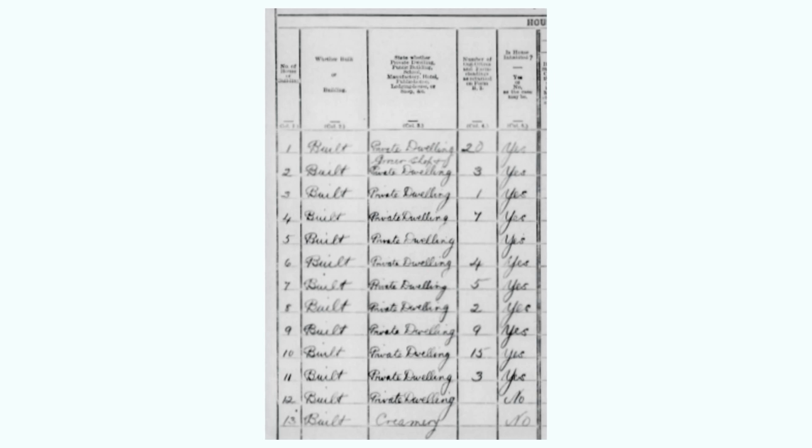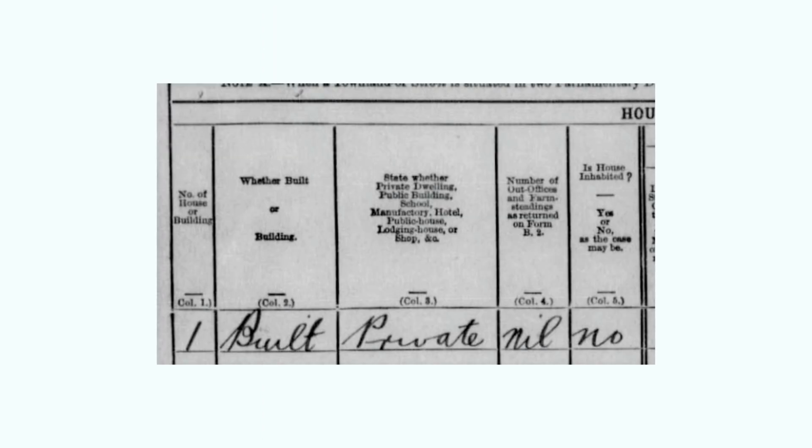In the return from Kirglasson, you can see that most of the buildings were private houses, but one of the houses had a grocery shop attached. Kirglasson Creamery is also recorded separately. The fourth column asked how many outbuildings there were, and this information was recorded on a separate form, which we'll come to later. The final column in this section recorded whether or not the building was inhabited.